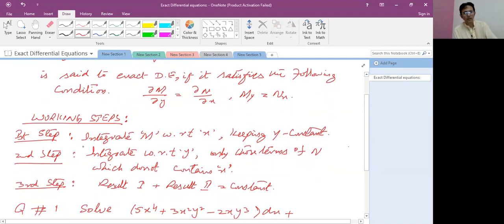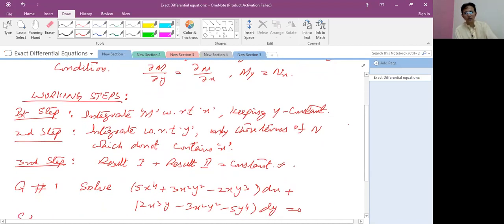Working steps. The first step: integrate M with respect to x, keeping y constant. Second, integrate with respect to y only those terms of N which do not contain x. In the third step, we combine the results from steps 1 and 2, and then we add a constant. This is called your solution.